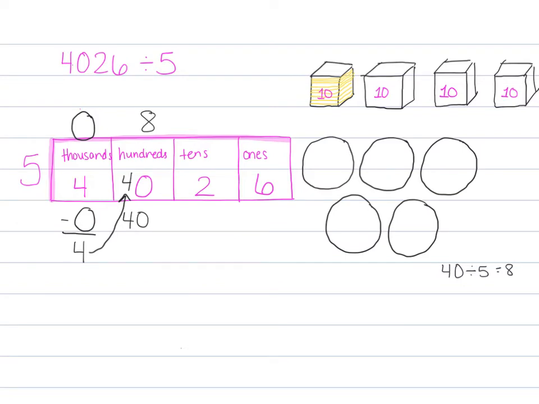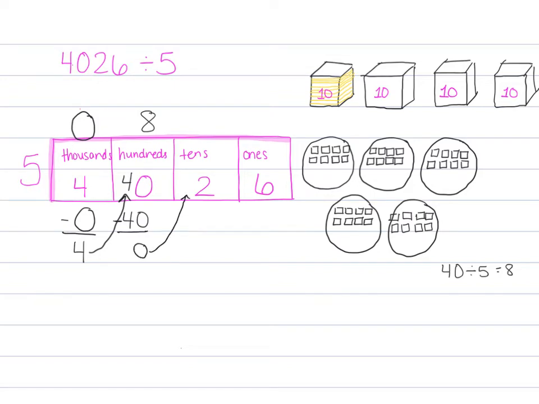So I'm going to try and put 8 hundreds in each of the circles. All right, so we have 8, 16, 24, 32, 40. So we used all of the 40 hundreds, and now we have no hundreds left. So we do not need to regroup anything because there is nothing left. We used all of the hundreds from all 4,000s.